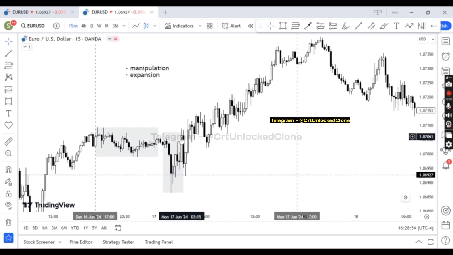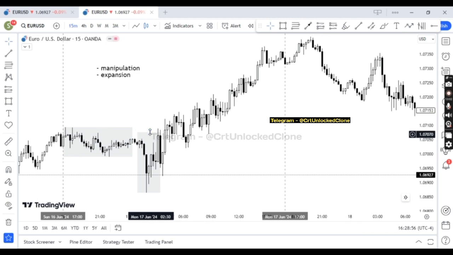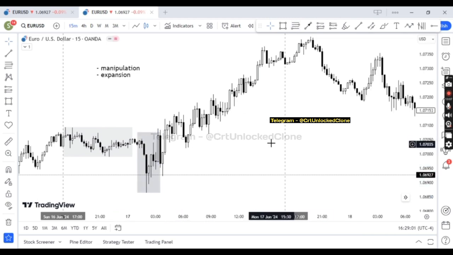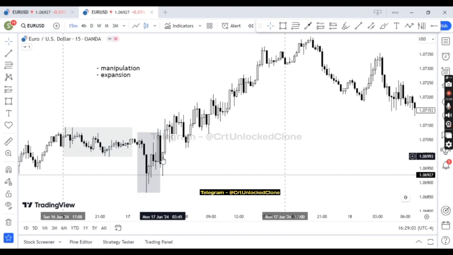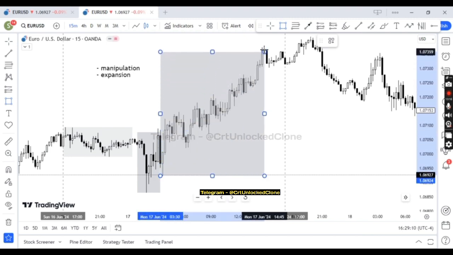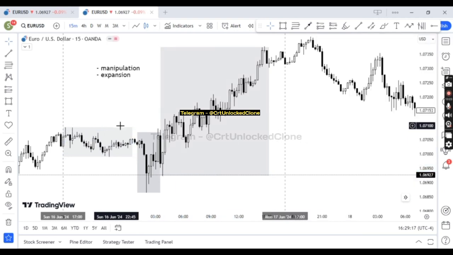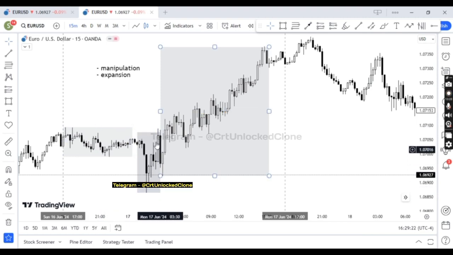So you can see that once this manipulation profile ended right here, let me do this, right? Then the only possible outcome after a manipulation profile is what? It's an expansion profile, right? And that's exactly what we had here. So on Monday, what happened is that we first had a ranging profile, then we had a manipulation profile which ended right here, and then after a manipulation profile we had an expansion profile.